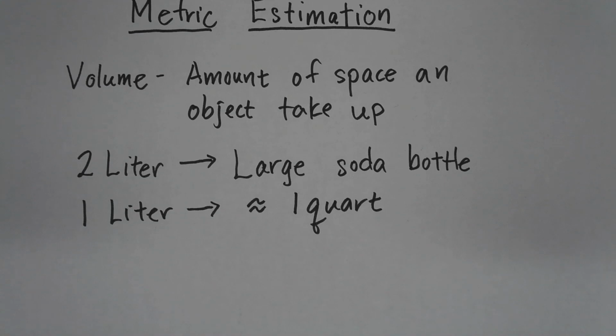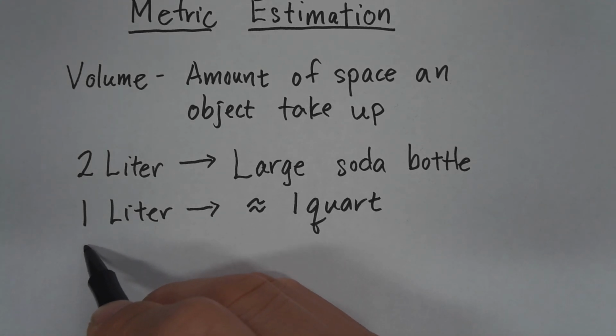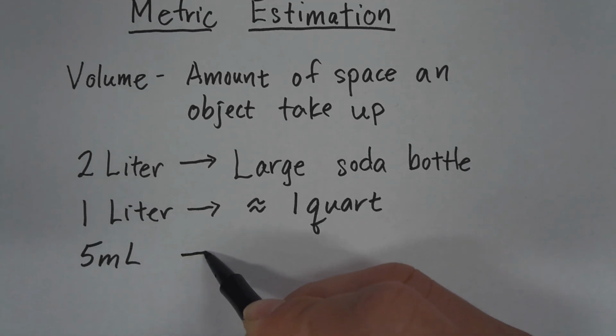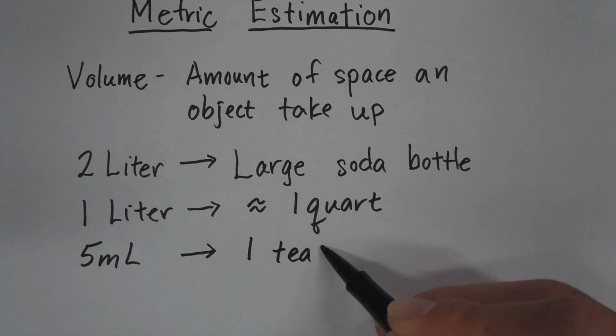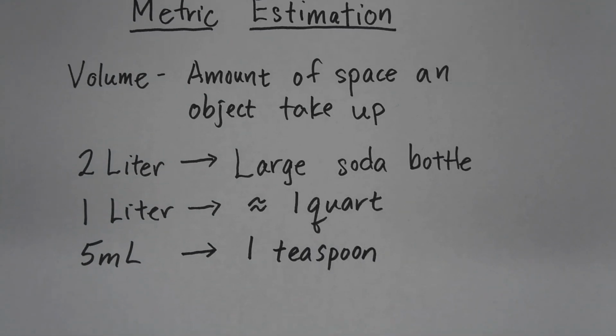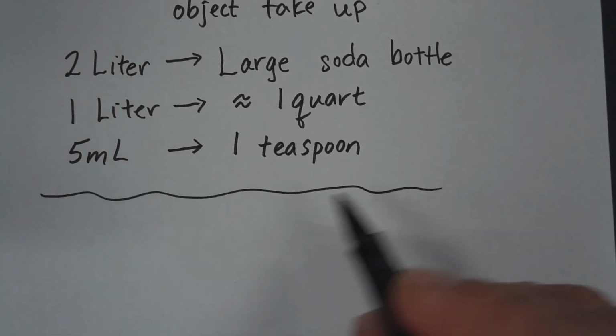If you're measuring volume that is very small, then we might deal with something called a milliliter, and 5 milliliters is about 1 teaspoon. So that just kind of gives you an idea of how large a liter or a milliliter is. Now we'll take a look at mass.